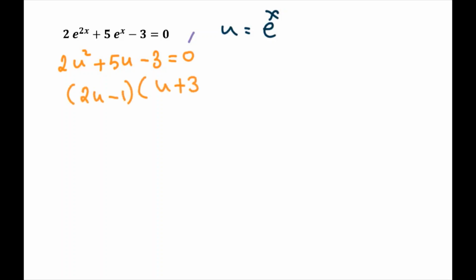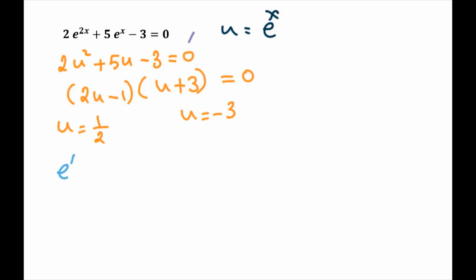Now what about if you have e? Well, it's the same thing. The middle term is e to the power of x, that's going to be your u. So u equals e to the power of x. So I'm going to go here and say 2u squared, because e to the power of 2x is u squared, plus 5u minus 3 equal to 0. And then you factor it: 2u minus 1, and u plus 3. So u equals 1/2, or u equals negative 3.